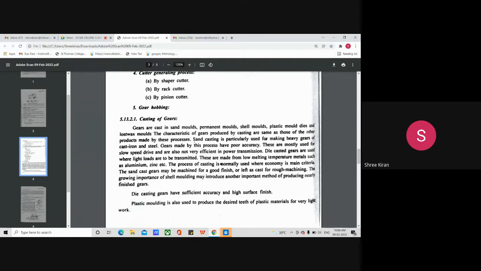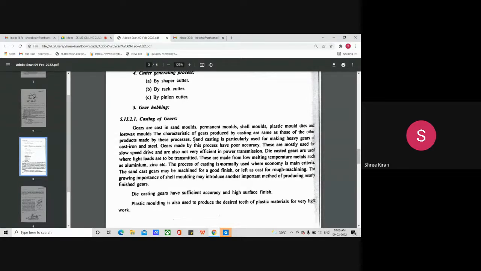The characteristics of gears produced by casting are the same as those of other products made by these processes. Sand casting is particularly used for making heavy gears of cast iron and steel. So why do we use cast iron as the major component for production of gears? What is the main purpose?